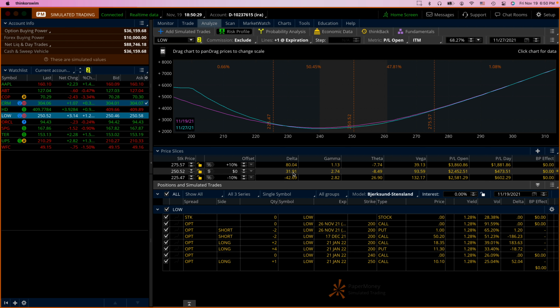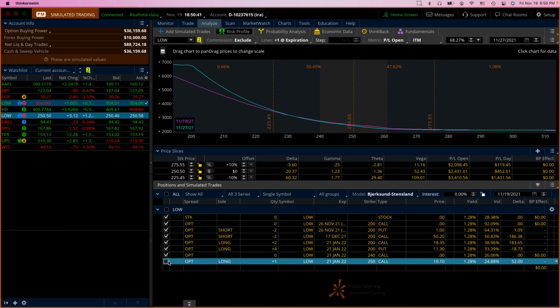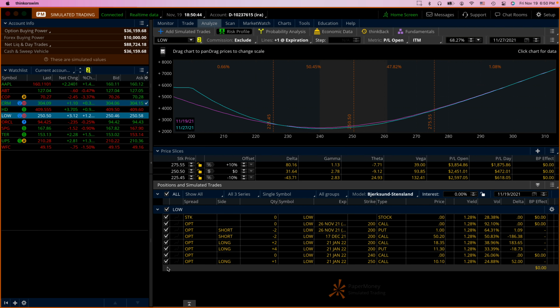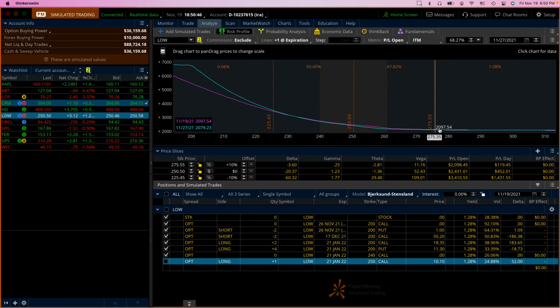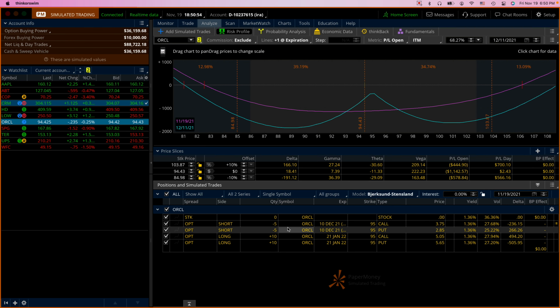Now you see the delta is positive, but not by too much. If you wanted to lower the delta, you could even close this, but that would make it negative, and if you did that, you have no hope. You could lose money on the way up. So we would not change that at all. Let's move to Oracle. The shorts expire in December the 10th, so I'm not going to change that.